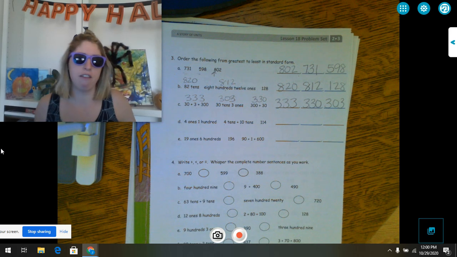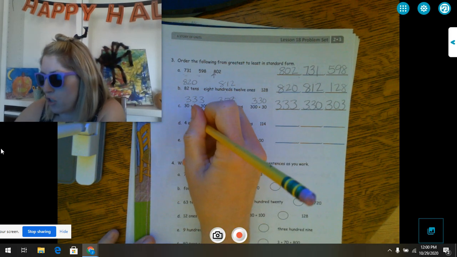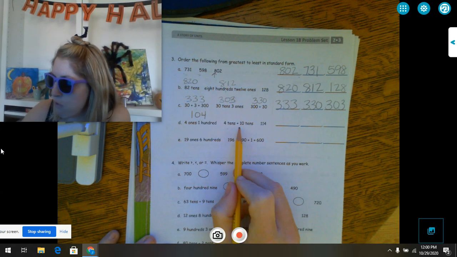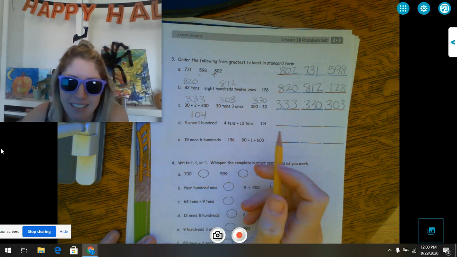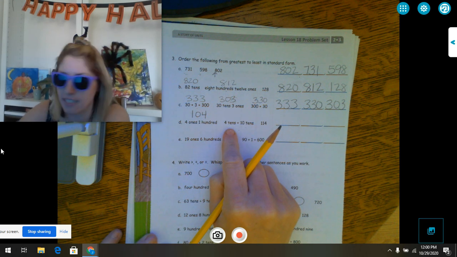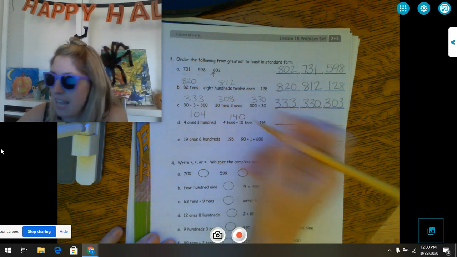Okay, letter D, 4 ones, 100. So 100 and 4 ones. This one we have 4 tens and 4 tens and 10 tens. I almost gave you the answer. Let's add those tens together. We have 10 tens and 4 tens would mean we have 14 tens. So 14, and then when you hear the word tens, we add a 0.